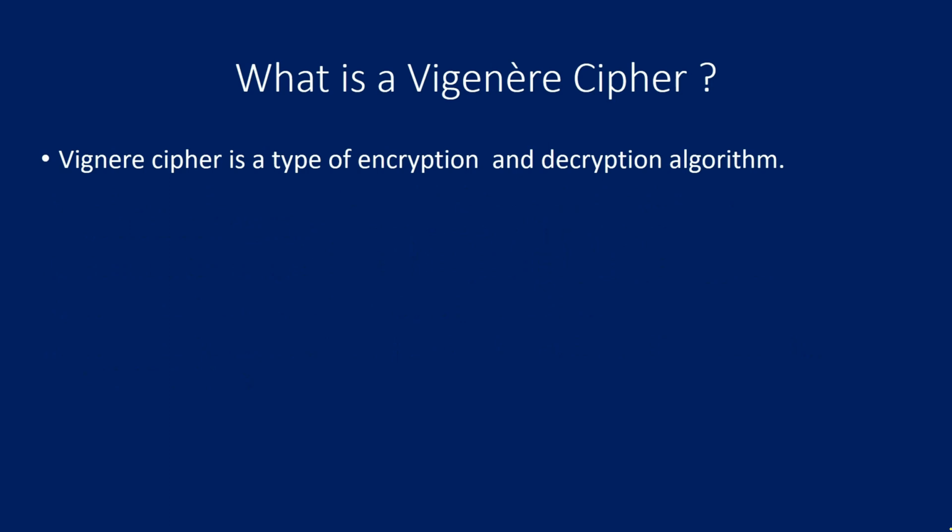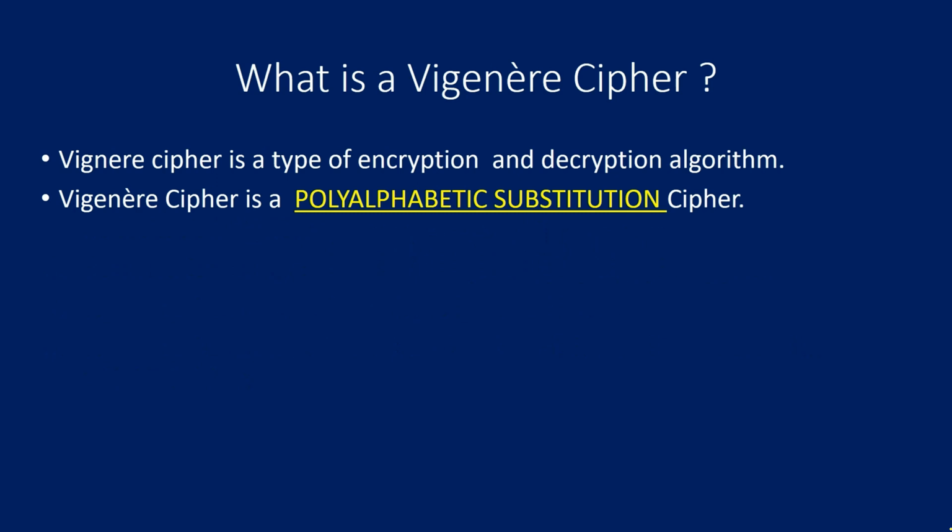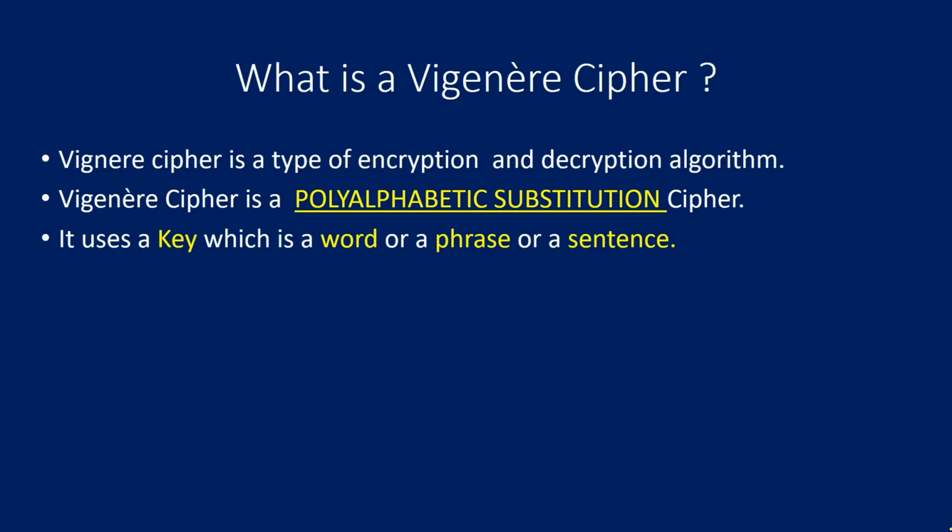The main feature of Vigenere Cipher is that it is a polyalphabetic substitution cipher, and because it is a polyalphabetic substitution cipher, it is cryptographically stronger as compared to a monoalphabetic substitution cipher. In order to make the Vigenere cipher a polyalphabetic substitution cipher, Vigenere cipher uses a key which is a word or a phrase or a sentence. The key is not a fixed number, as was the case in the Caesar cipher, multiplicative or affine cipher seen in previous videos.